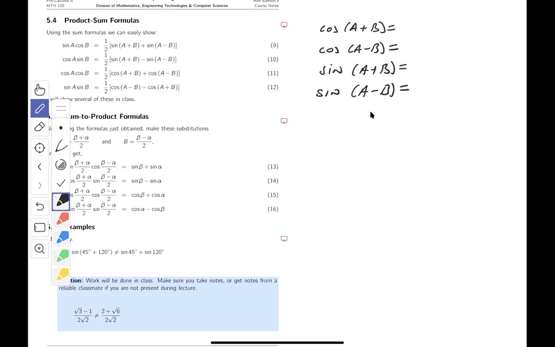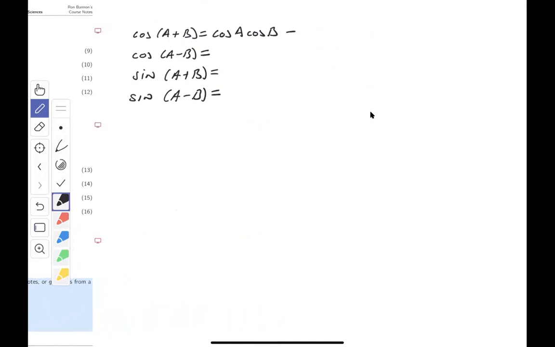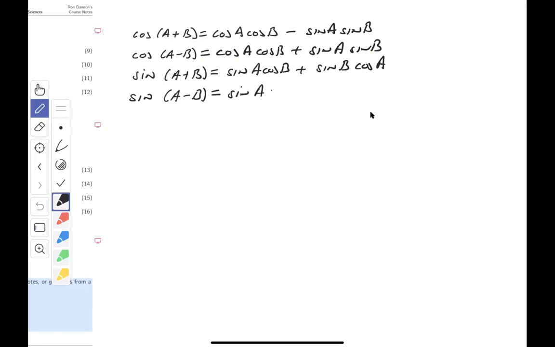All right, let me just put one down for you. This would be cosine A cosine B, push this over, minus sine A sine B. This one's going to be cosine A cosine B plus sine A sine B. This is going to be sine A cosine B plus sine B cosine A. This can be sine A cosine B minus sine B cosine A.